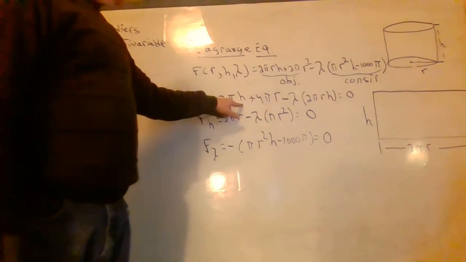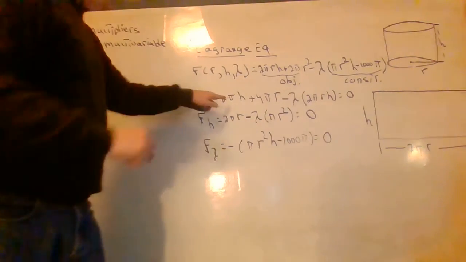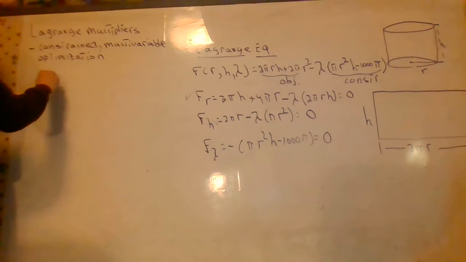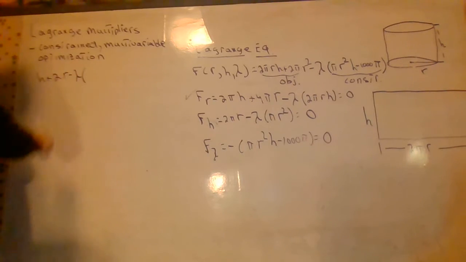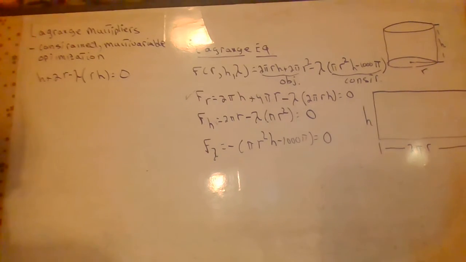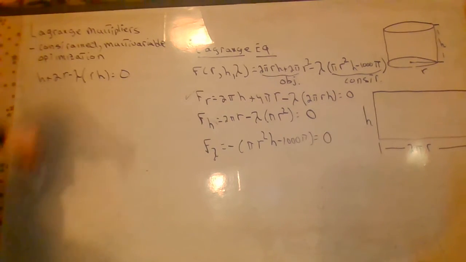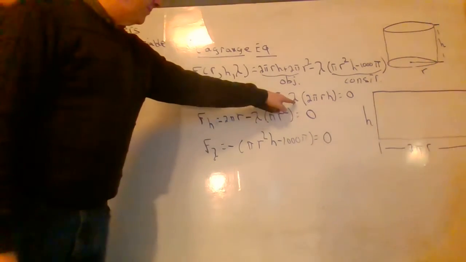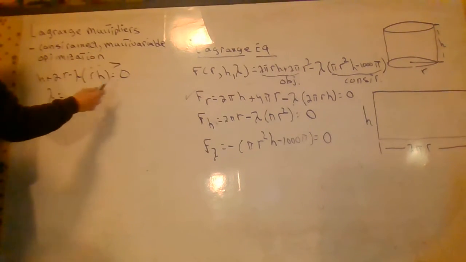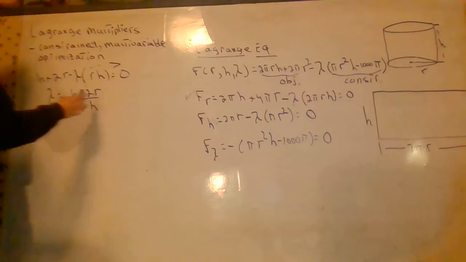First of all, this equation here, you'll notice there's a pi you can divide out. And there's also a 2 you can divide out. So let's divide 2 pi into this equation. And that gives us h plus 2r minus lambda rh equals 0. Okay, we scaled it down right off the bat. Next, what we're going to do is solve for lambda. And we get lambda is, you can move this term over here, divide by rh, h plus 2r over rh.